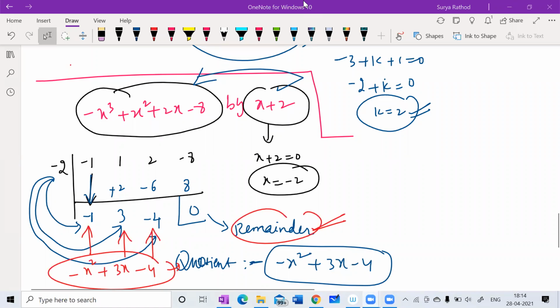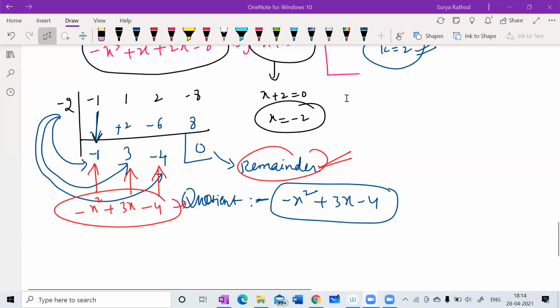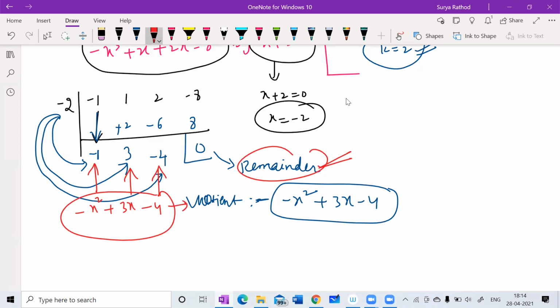Sir, is there any other way to find the quotient? This is the way. We have one method, the long division method, and one method, the synthetic way, and these are the two methods which I know. From the synthetic method, this is the only method to find the quotient, as far as my knowledge. Why? Because we are reducing the cubic degree to square degree, so we have to start with square here. Minus x square plus 3x minus 4. This is my quotient. All right.